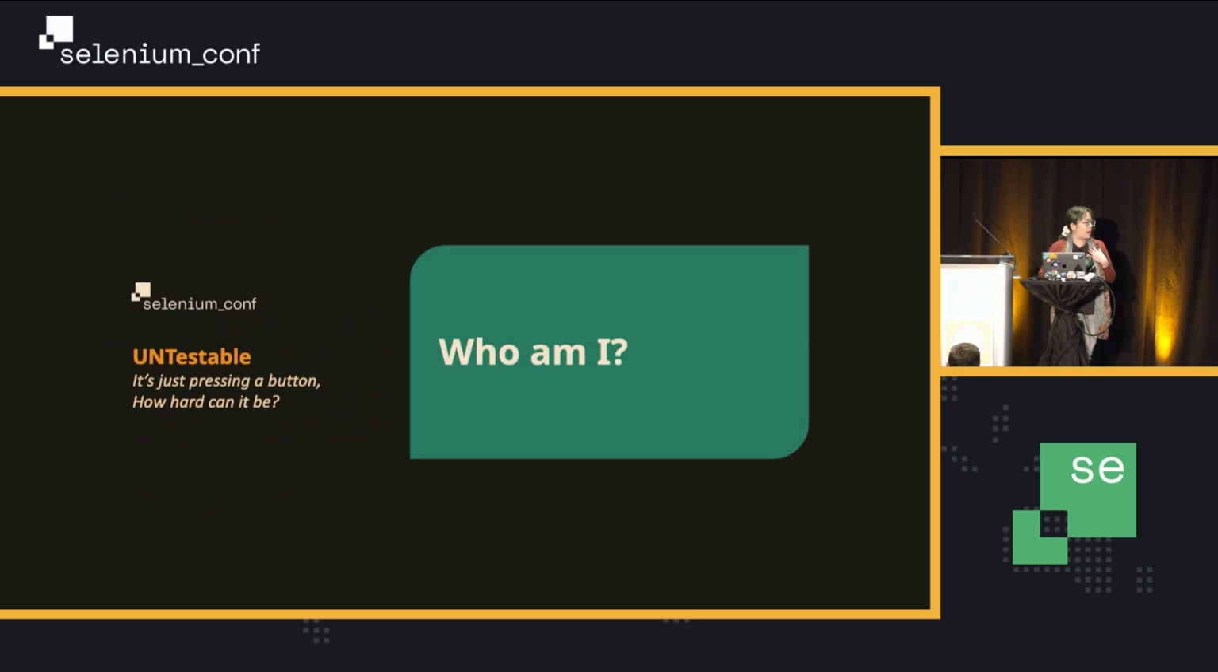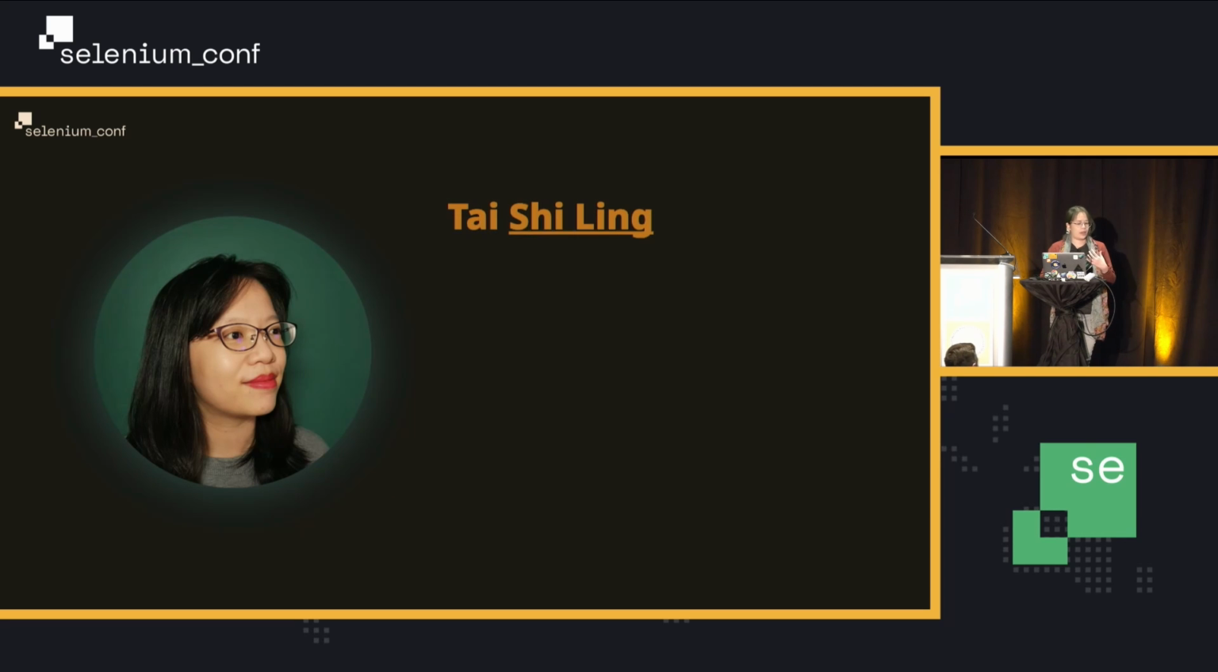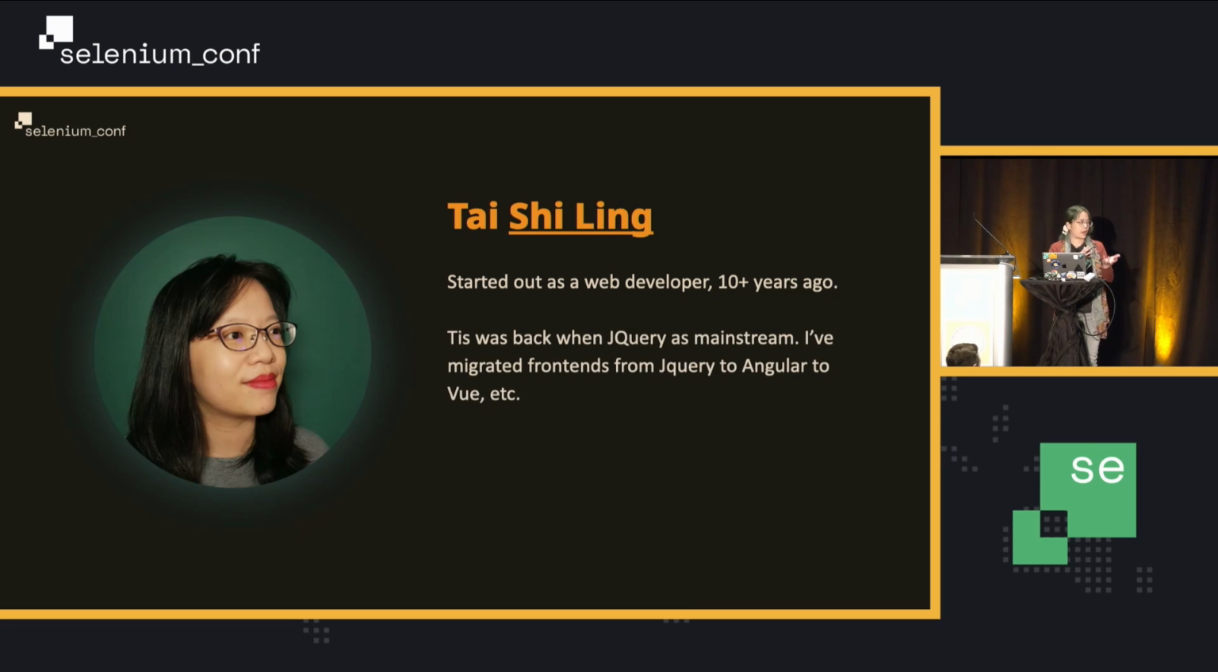So who am I? I am Shi Ling, and I started out as a web developer more than 10 years ago. This was back when we were mostly building websites on jQuery. Then it got more and more complicated. I was helping some of the teams I worked with migrate the front end from jQuery to Angular, from Angular to Vue.js, from Vue.js to yet another framework, and so on and so forth.